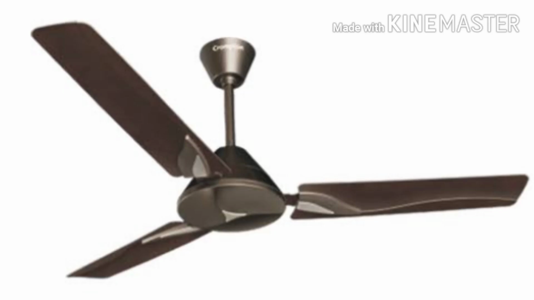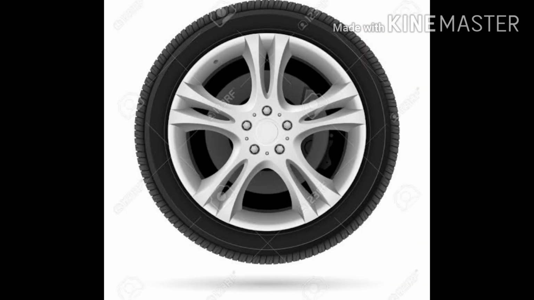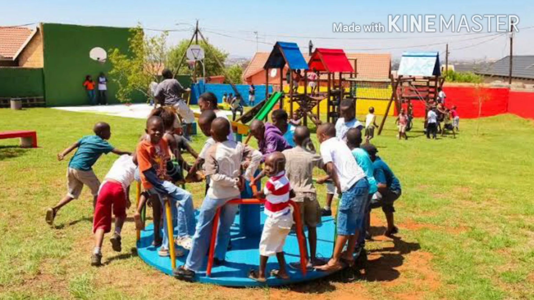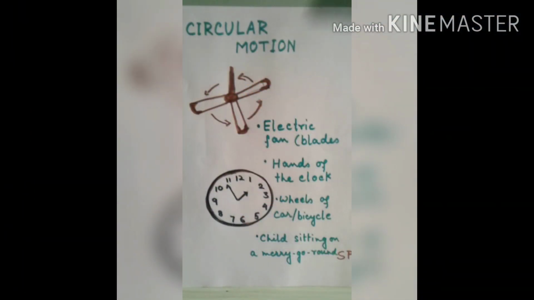Examples: the blades of an electric fan, the hands of the clock or wristwatches, wheels of a car or bicycle, a child sitting on the merry-go-round. So all these are examples of circular motion.